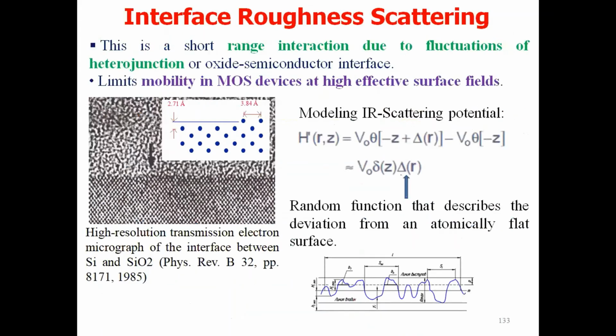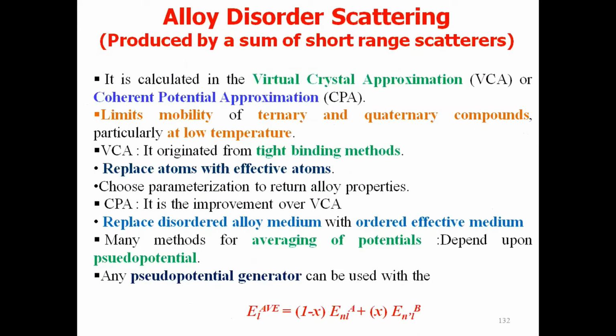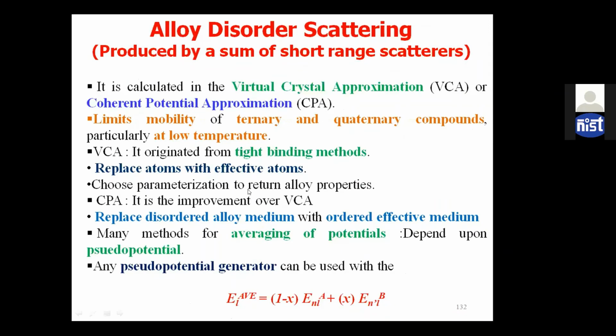So let us first take alloy disorder scattering. It is calculated by using either the VCA, that is virtual crystal approximation, or the coherent potential approximation, and it limits the mobility of ternary and quaternary compounds, particularly at low temperature. For example, if you are taking GaAs and AlGaAs, in the aluminum gallium arsenide, due to the presence of alloy, there are different scattering effects.